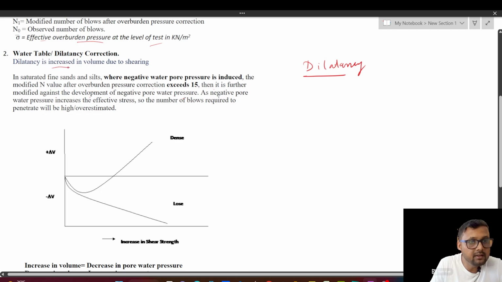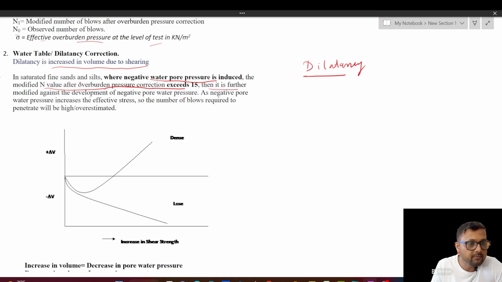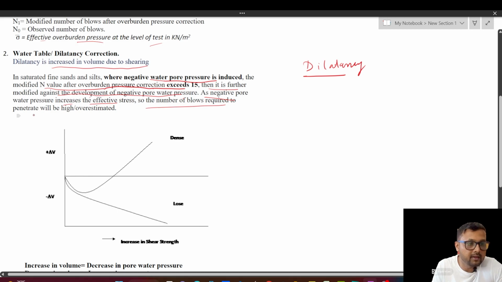Dilatancy is what? Increase in volume due to shearing. In case of saturated fine sand and silt, when negative pore water pressure is induced, and the modified N value after overburden pressure correction exceeds 15, it is further modified against the development of negative pore water pressure. As negative pore water pressure increases the effective stress, the number of blows required to penetrate will be high, so N is overestimated.